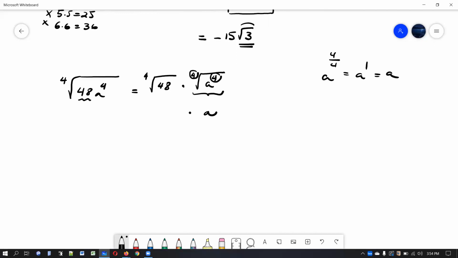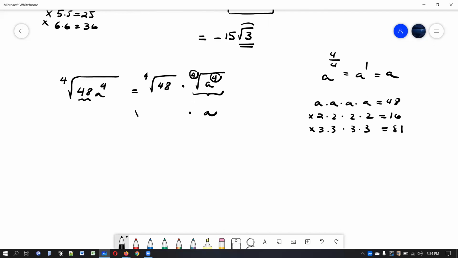Now, the fourth root of 48, I would need a number, right, that multiplied by itself 4 times is 48. Okay. So if you think about 2, for example, this is 2 times 2, 4. 4 times 4 is 16. If you think about 3, this is already 81. So it's neither 2 nor 3. So I have to break this number.